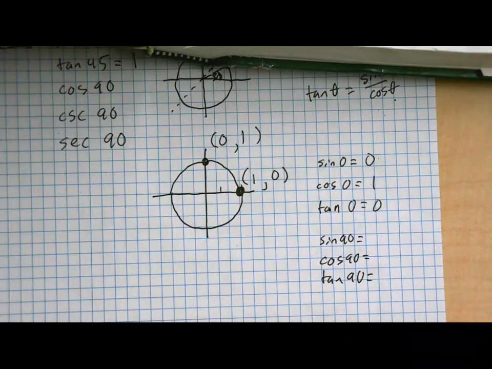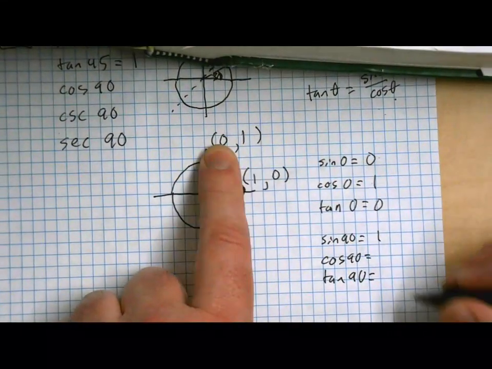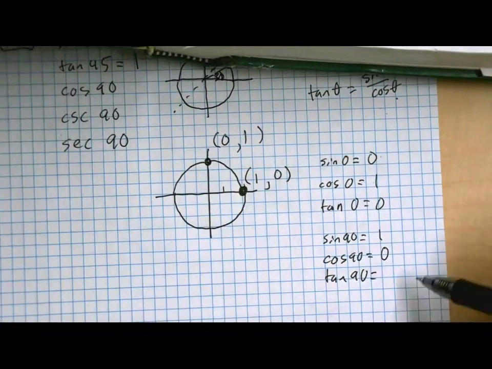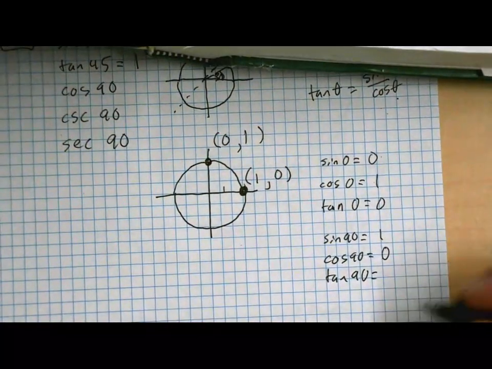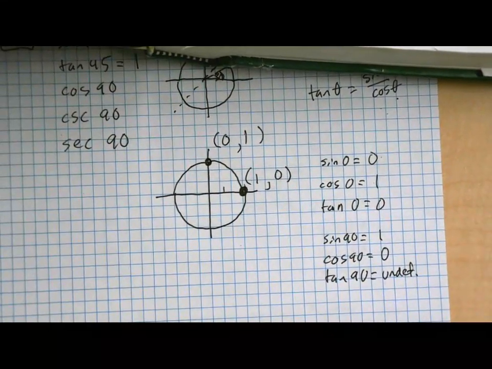All right, we should be getting close here. The sine is the y-coordinate, which is 1. The cosine is the x-coordinate, which is 0. The tangent is sine divided by cosine. 1 divided by 0 is undefined. Please do not write NA or 0 or the empty set. Right, undefined.